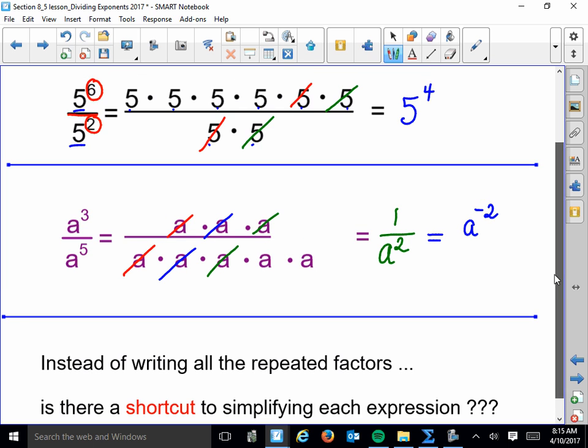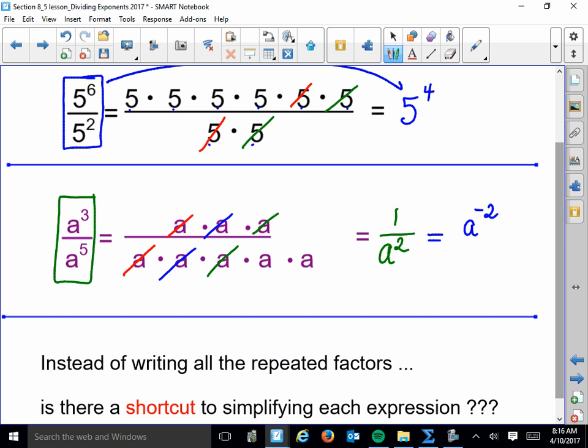So what I'd like for you to do is take a look at the 2 examples, a to the 3rd divided by a to the 5th, and 5 to the 6th divided by 5 squared. Is there a way to bypass writing out the repeated factors so that we could end up with 5 to the 4th and a to the negative 2nd? Okay, is there a shortcut? Do you see a shortcut?